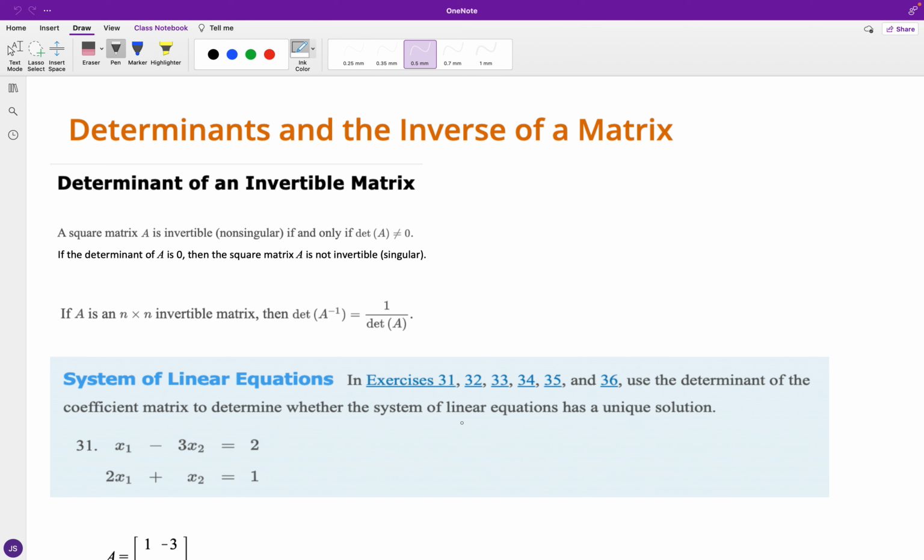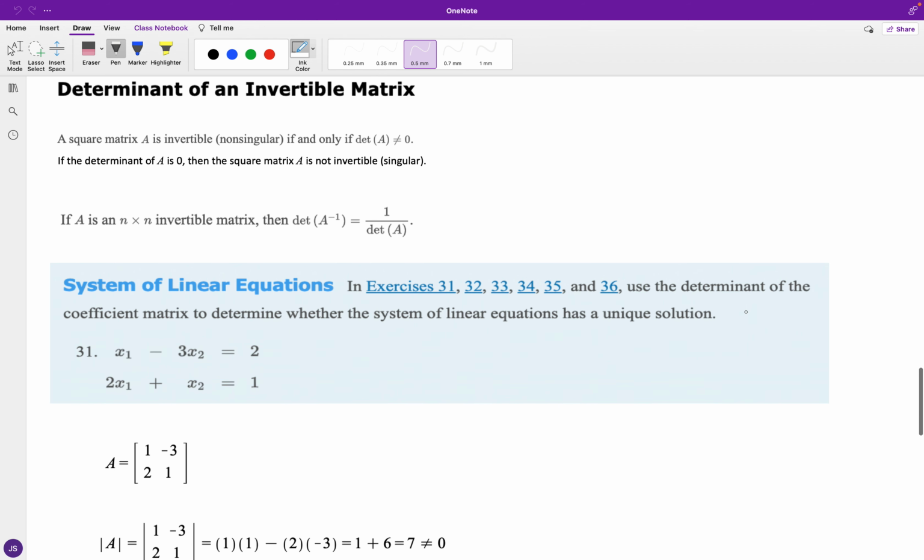Say I use the determinant of the coefficient matrix to determine whether the system of linear equations has a unique solution. For this system, we have x of 1 minus 3 times x of 2 is equal to 2, and 2 times x of 1 plus x of 2 is equal to 1. For the coefficient matrix, the first column is in reference to the x of 1 terms, the second column is in reference to the x of 2 terms, so we have the coefficients respectively. For x of 1, we have 1 and 2. For x of 2, we have negative 3 and 1.